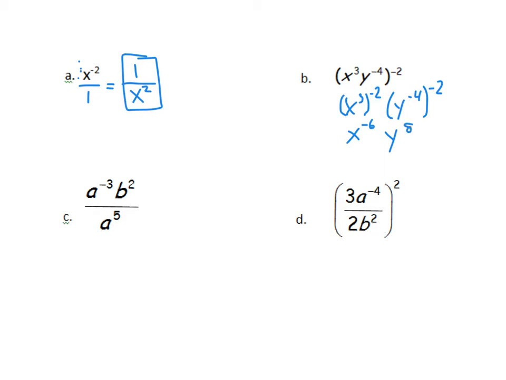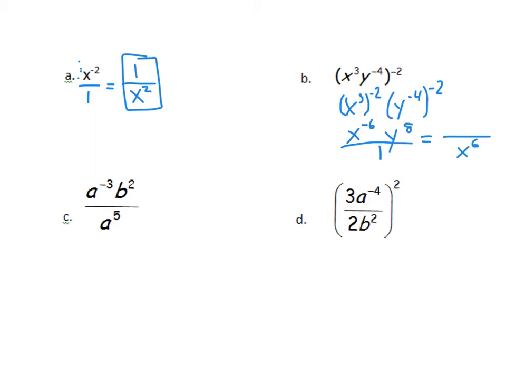Now, we are not done yet, because we have a negative exponent. So I'm going to go ahead and put an equal sign here. I'm going to put a fraction bar. We always turn it into a fraction. So now, x to the negative 6 has a negative exponent, so we move it to the other side of the fraction and make the power positive.